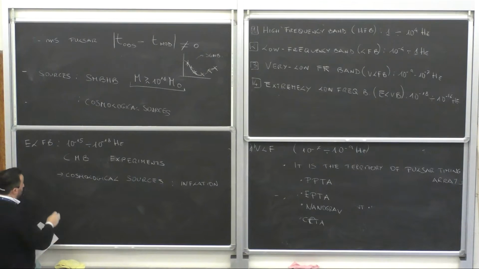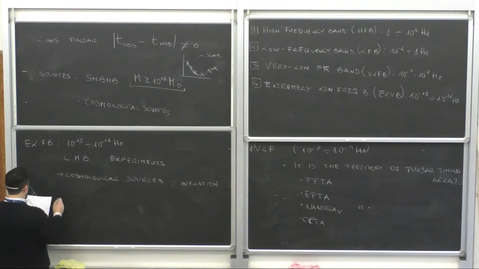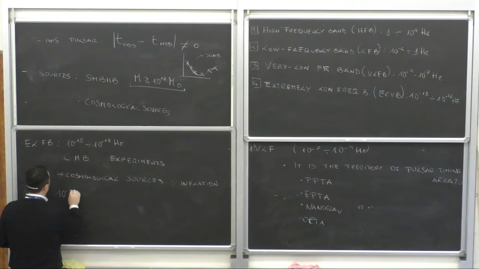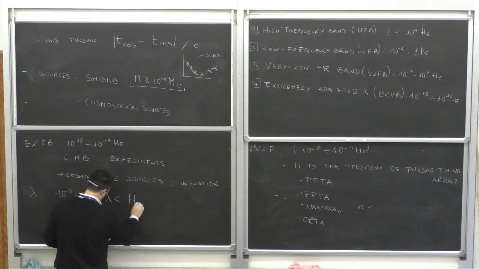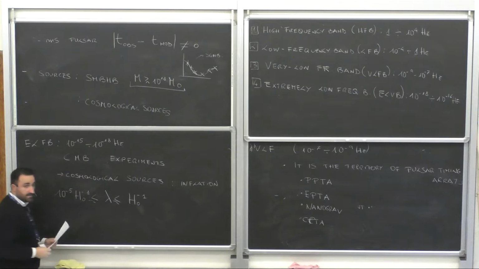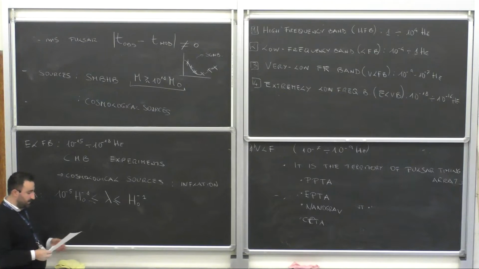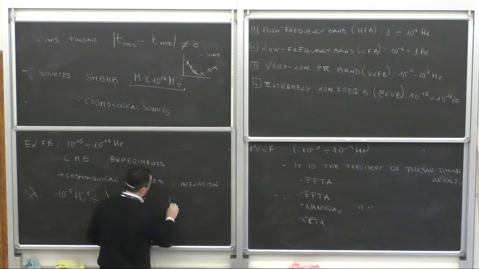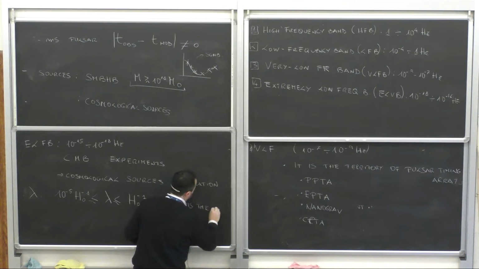Okay, so it's better to describe these sources, instead of working in frequency, to work with wavelengths. The wavelengths that enter in this frequency band are between 10 to the minus 1 h naught to the minus 1, and lambda h naught to the minus 1. So essentially they are the modes that are within the horizon today, and that enter after the equality. Okay, this is the range of scales for these modes. This h to the minus 1 is essentially the Hubble horizon today.